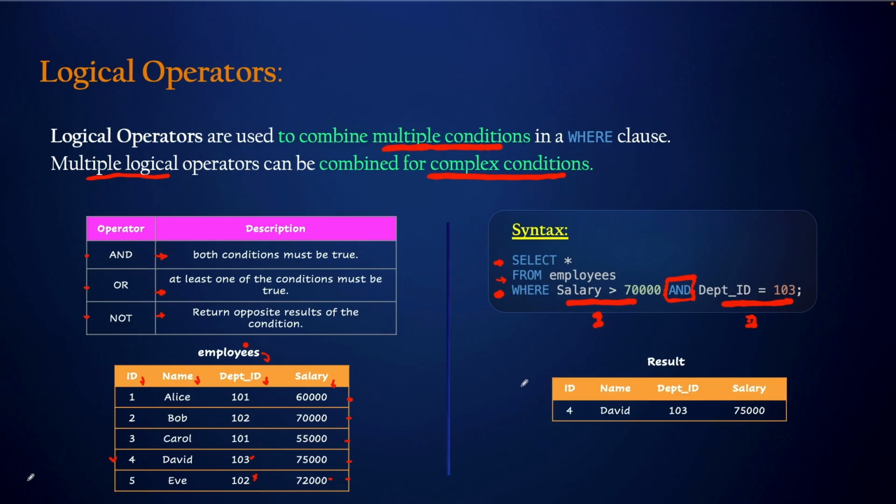Let's see the result table. Okay, we have salary greater than 70,000 and department ID equals 103. So this is how you combine multiple conditions using a logical operator.